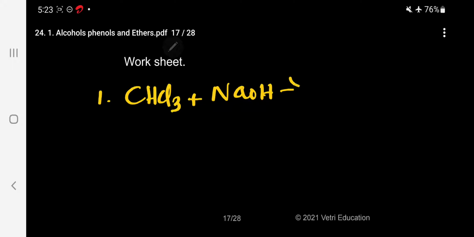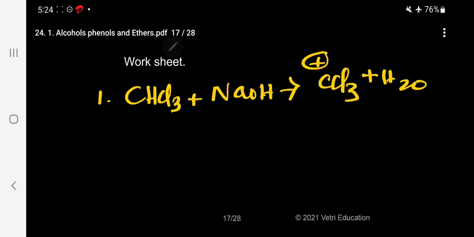The reaction gives the corresponding salicylic aldehyde. So what is the reagent? First is chloroform, which reacts with sodium hydroxide. It takes the hydrogen to produce CCl3 minus plus water. This is the first step of the mechanism.